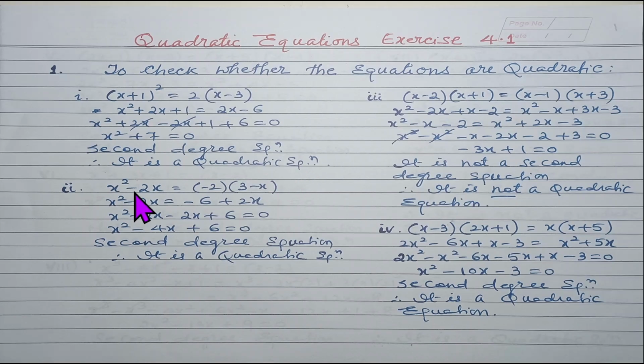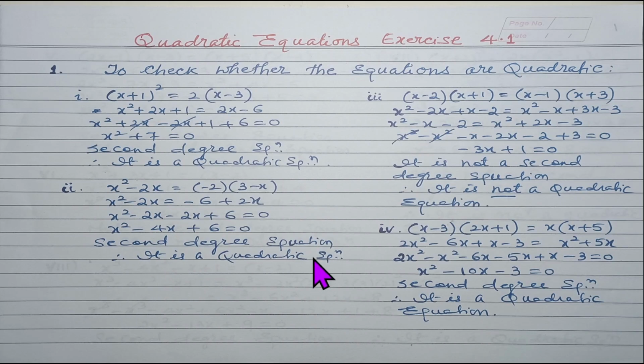Now coming to the second example, we have been given x^2 - 2x = -2(3 - x). Now simplify it. -2 into 3 is -6, minus into minus is +2x, and bring all the terms to the left, right in standard form. x^2 - 2x - 2x becomes -4x, and +6, equal to 0. So x^2 - 4x + 6 = 0. It is a second degree polynomial equation, and therefore it is a quadratic equation.